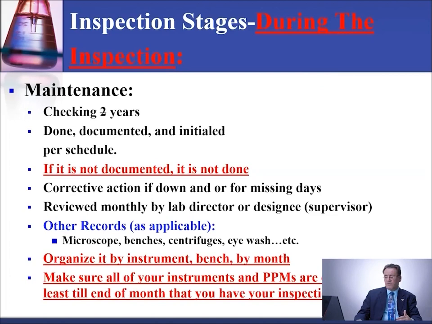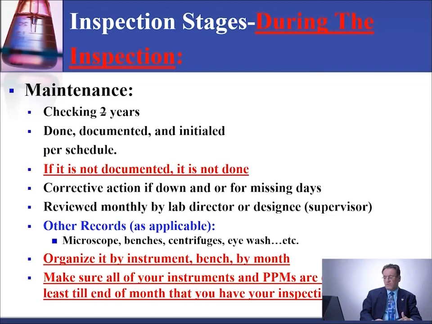They want to see your corrective action if your instrument is down and or for missing days. Missing days mean that the technologist did not perform the maintenance. Reviewed monthly also by the lab director or designee. They will be checking other record as applicable, your microscope maintenance record, your bench cleaning record, centrifuge maintenance, eye wash, etc., etc. You need to organize your maintenance by instrument, by bench, by month.